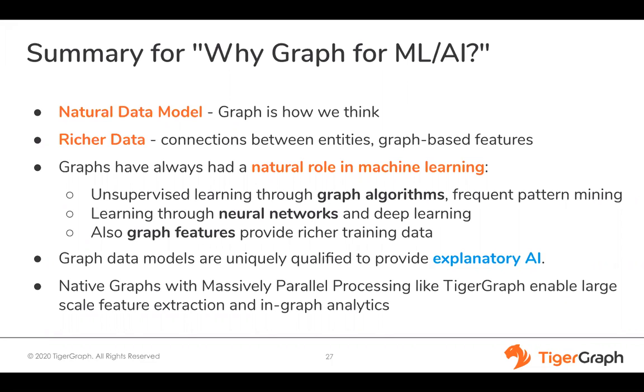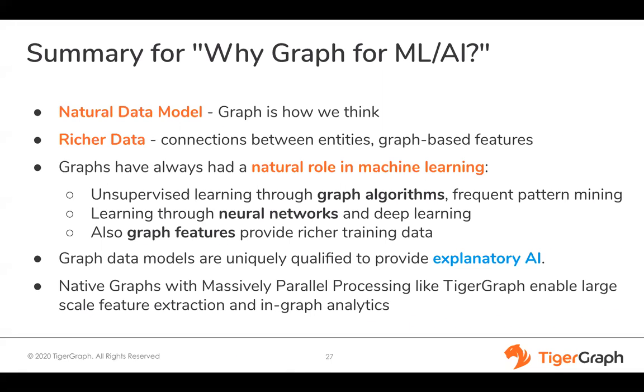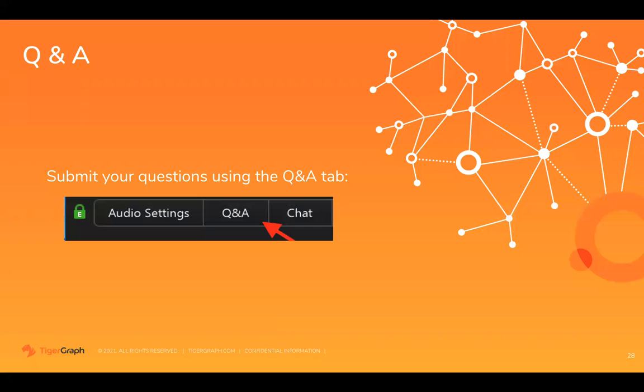For supervised learning, better features are better. And again, because of the natural way that it represents information, the semantic clarity, you get explainable AI. So, platforms like TigerGraph are great for this massively parallel processing that you need.